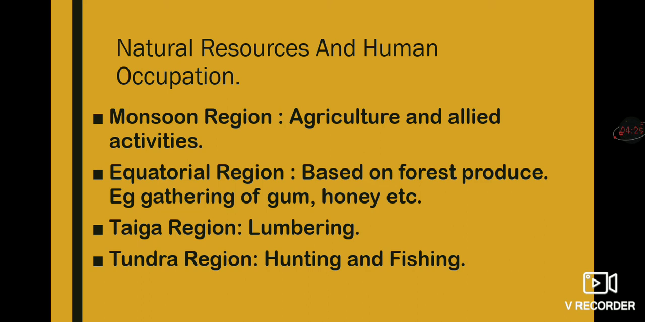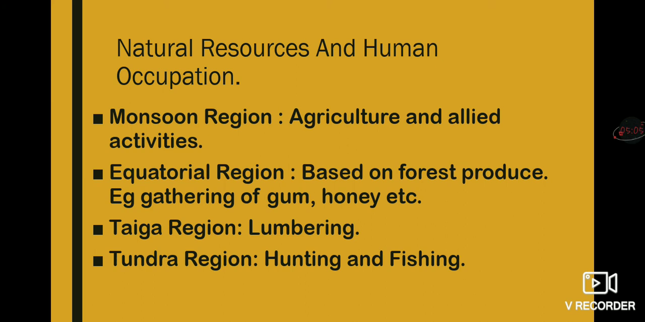See, for example, in the monsoon region, you will find agriculture as the main occupation. Why? Because the climate is favorable for growing crops. And the other occupations based upon agriculture are found in this type of region. Whereas if you go to the equatorial region, we will find occupations based on forest produce, that is gathering of gum, honey, rubber, etc.